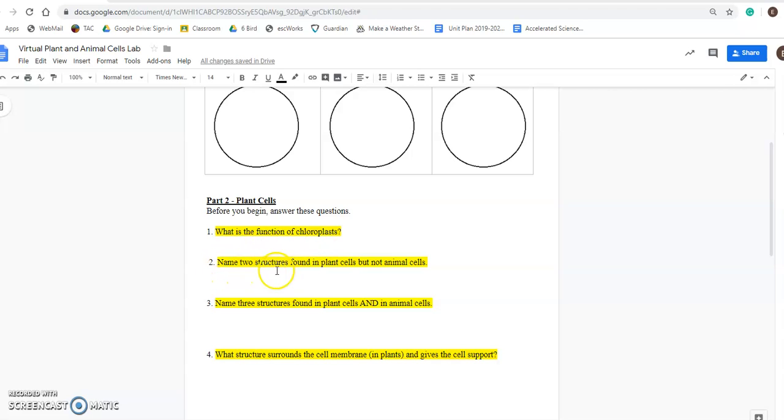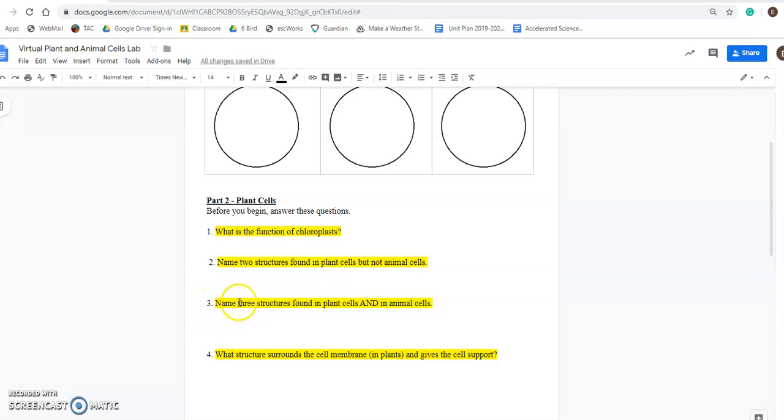Question 2 says, name 2 structures found in plant cells but not animal cells. 2 structures. So this would be 2 organelles. Again, you can look at your notebook. We did a Venn diagram in class where we compared animal and plant cells. In the middle of the Venn diagram, it showed all the things that plant and animal cells have in common. But on the right, it showed the 2 structures that plant cells have that animal cells do not.